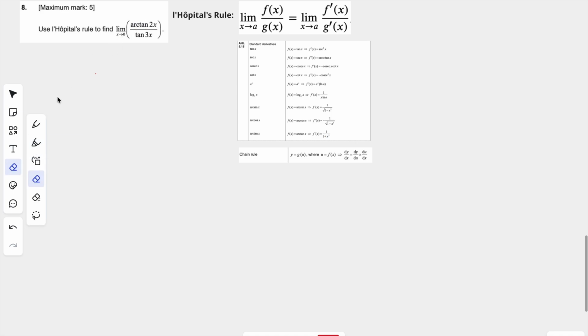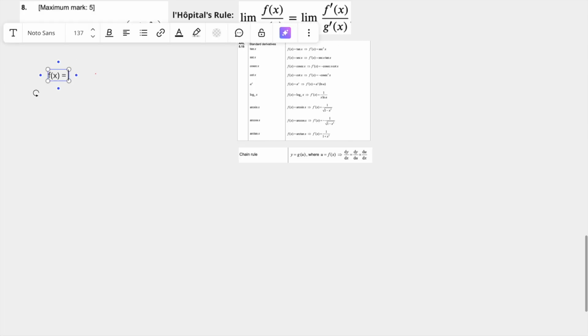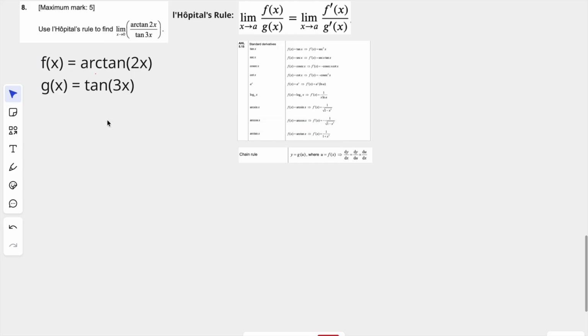Firstly, let's set up our functions. Let's make f of x equal arctan 2x, and g of x equal tan 3x. To find the first derivatives of both functions, we will need to make use of the chain rule, as well as refer to the formula booklet that provides the first derivatives of arctan x and tan x. Let's solve the first derivative of f of x first. We can use the chain rule by letting u equal 2x, such that we have f of u equal to arctan u.